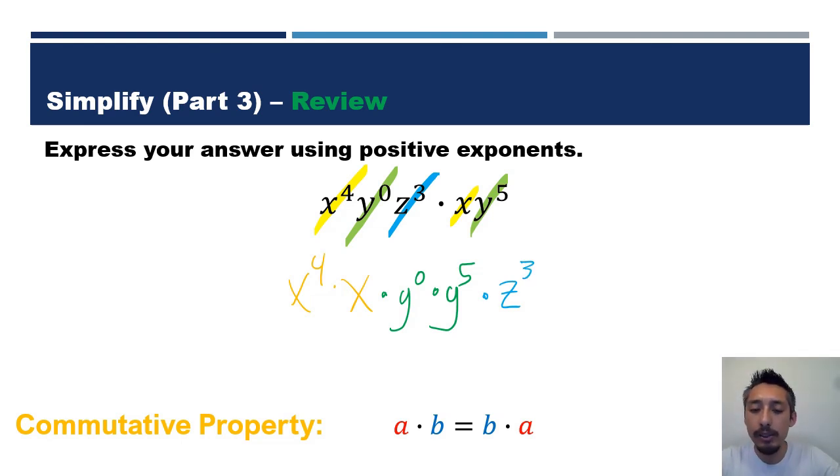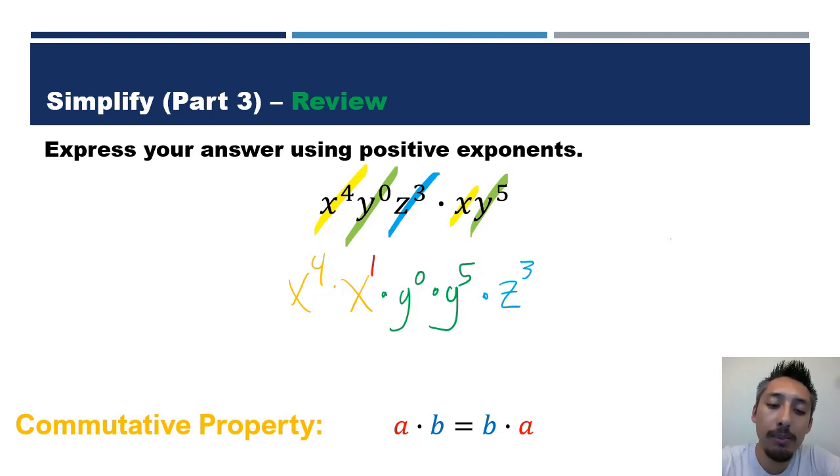Some of you might be asking yourself if the order matters. Could you put z at the beginning, or could you put y at the beginning and x at the end? You can if that's what you want to do. The reason we choose to organize it like this is because it's alphabetical. That's it. Please don't forget that this x here has an invisible 1 as the exponent.